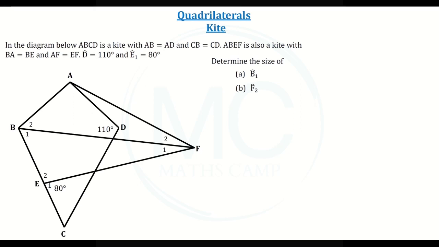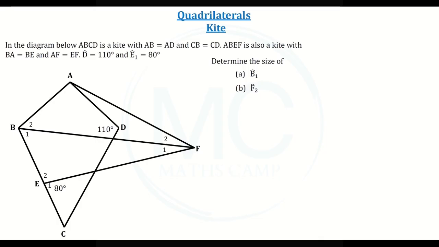In the diagram below, ABCD is a kite with AB equal to AD and CB equal to CD. ABEF is also a kite with BA equal to BE and AF equal to EF. Angle D is 110 degrees and angle E1 is 80 degrees. Determine the size of angle B1 and angle F2.